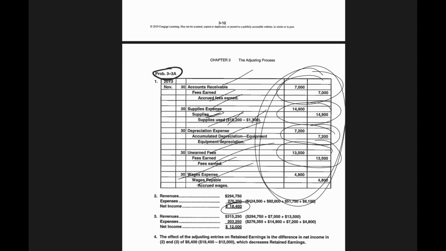And then with number 3, you factor in these journal entries and you get a new net income. So I misspoke. Number 2 is just looking at the unadjusted trial balance and determining what the net income is. Number 3 looks at affecting those adjustments into that calculation, and you get a new net income. And then in number 4, it says determine the effect of the adjusting entries. Well, the difference between what net income was and what it is after the adjustment, we're looking at a difference of $6,400. That wraps up all of our exercises and problems for Chapter 3.